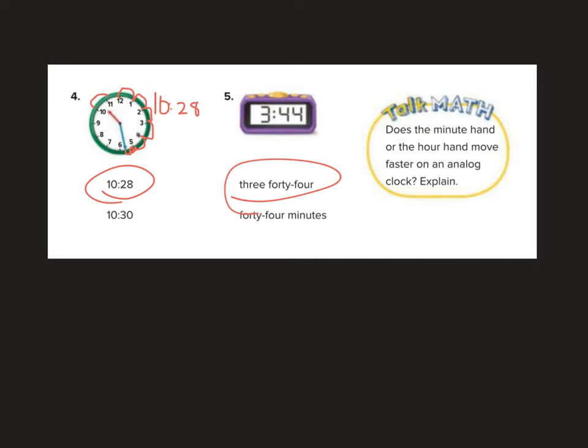Does the minute hand or the hour hand move faster? We know the minute hand moves faster, because for every time the hour hand moves to the next number, the minute hand has gone all the way around the clock once. So it's got to move a lot faster to make that hour hand scooch towards the next hour.